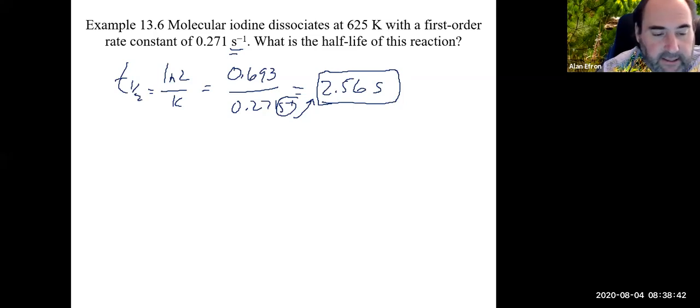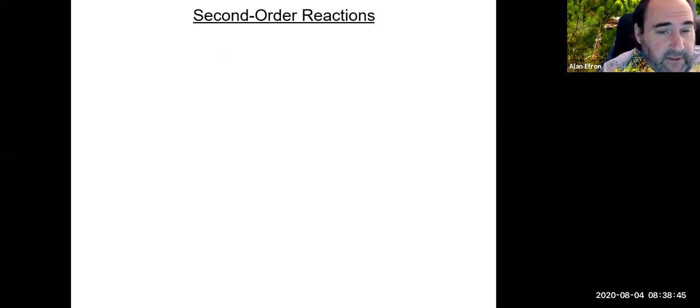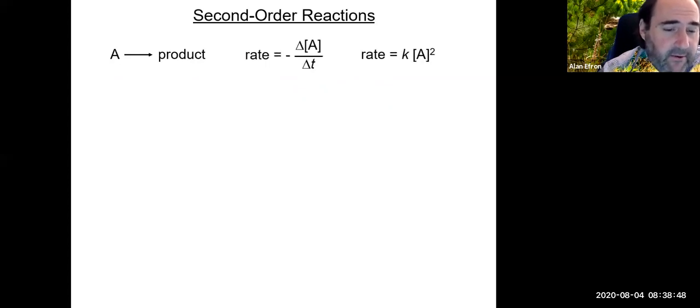All right, so let's take a look at another type of order, which is second order. Now, second order could be one of two situations. You could have one reactant that decomposes at a second order rate. Or you could have two reactants that are both first order, and when you add them together, 1 and 1 give you 2, or second order. So you could have two reactants reacting with each other in a one-to-one relationship, or again, one reactant that's decaying.